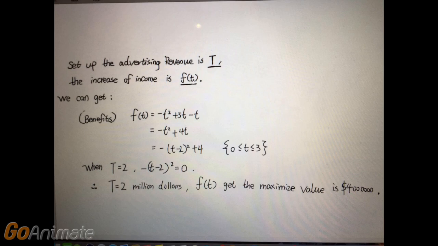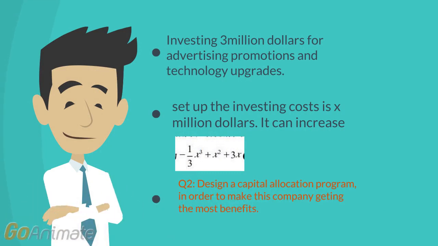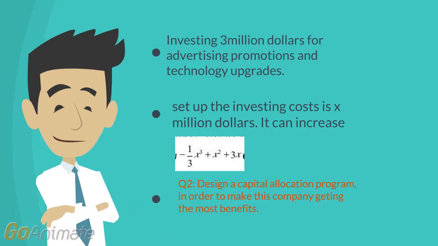And the question 2 is that this company is ready to invest $3 million for advertising promotions and technology upgrades. After investigation, the company invest cost set up the X million dollars. It can increase sales about this formula. Therefore, please design a capital allocation program that help to make the company obtain the most benefits. My partner Echo will give the solution for you guys. Thanks.